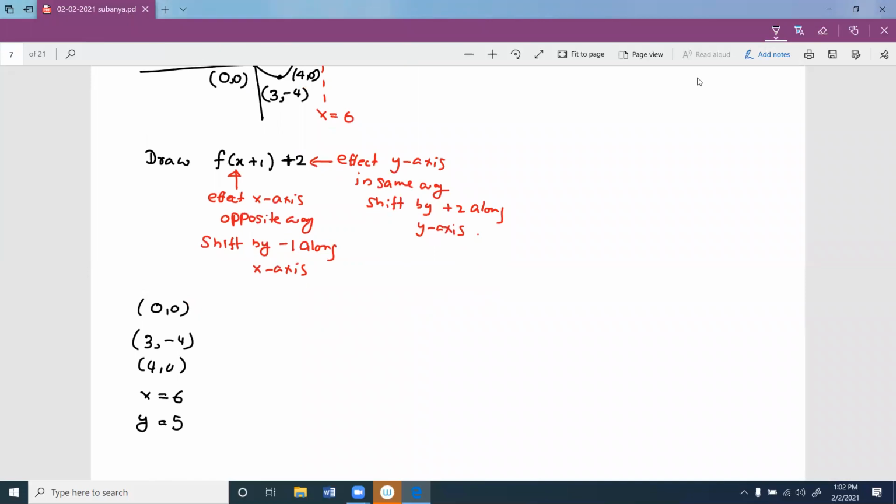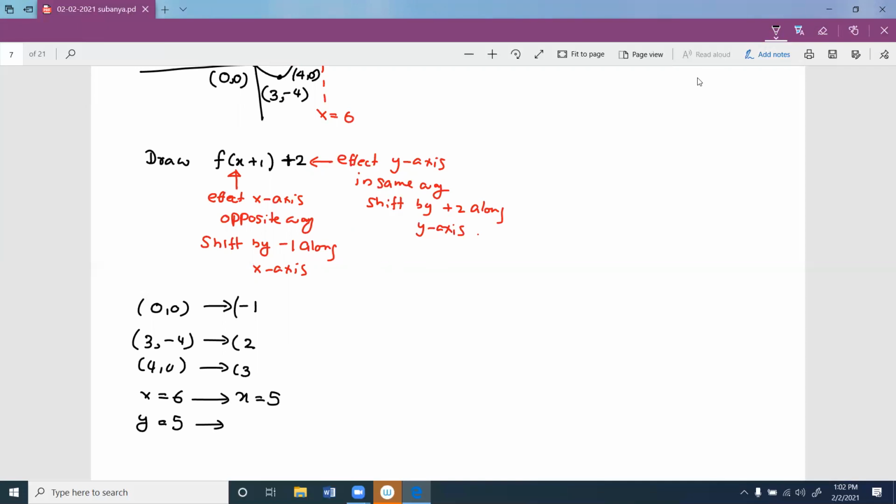Then, x plus 1 means this x operation is opposite. Plus 1 means minus 1. Therefore, the x coordinate 0 turns into minus 1. Then 3 turns into 3 minus 1, which is 2. 4 turns into 3. And x equals 6, going from 6 minus 1, becomes x equals 5. Be careful, you understand that. This transformation does not make an impact on the y-axis, so you just keep it.